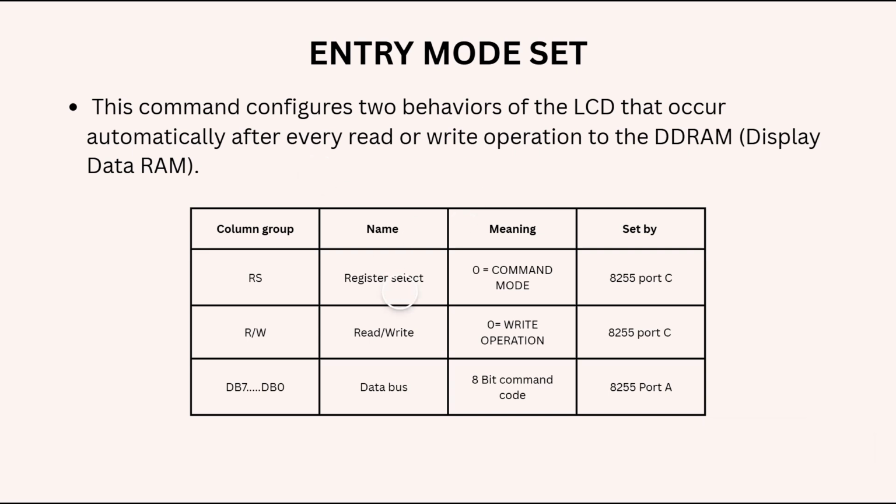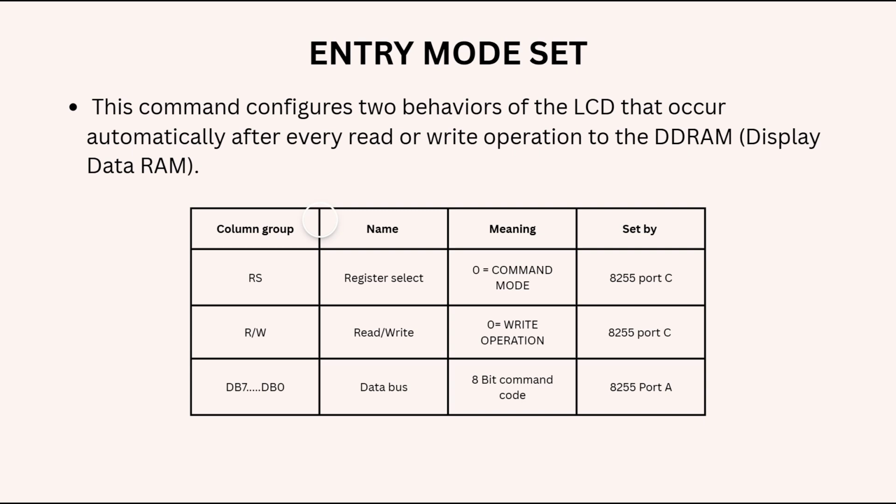We can use the control signal mapping through the 8255 and the entry mode set command. This table shows how the LCD control signals are mapped to 8255 ports. For example, register select is connected to PC0, that is port C bit 0 of the 8255. When the program outputs a byte to port C with bit 0 set to 0, RS equals 0, which is the command mode. Read or write is connected to port C bit 1 of the 8255. We always use read or write equal to 0 because we are not reading anything from the LCD, as I explained earlier.